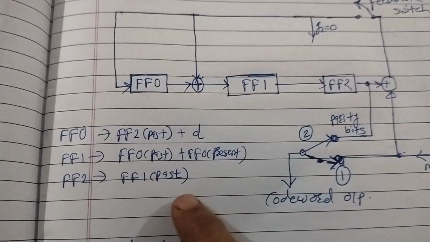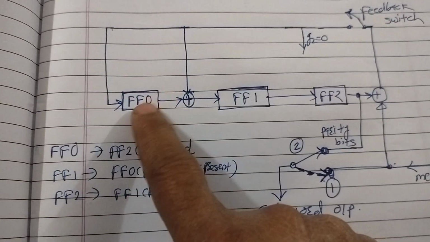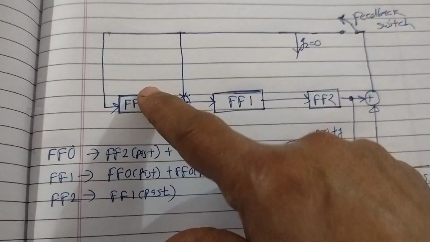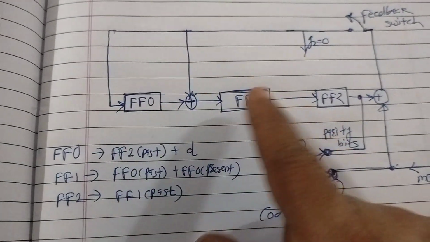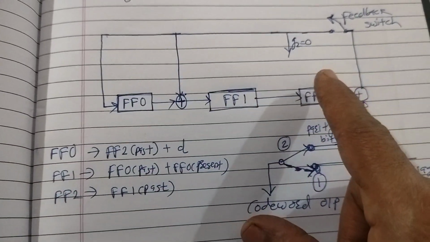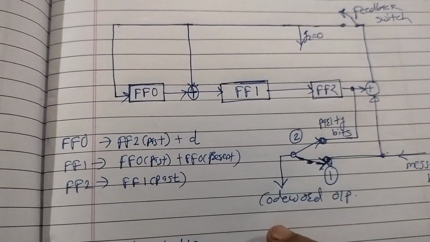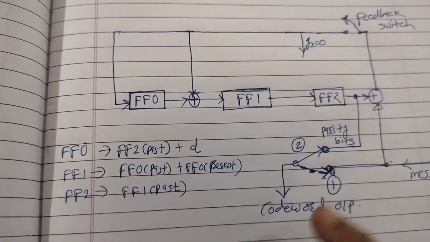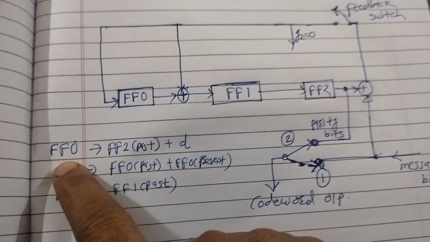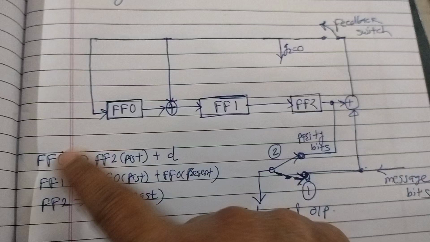Now after that, the parity bits are nothing but the outputs of the flip-flops. What are the outputs of the flip-flops? They are the parity bits after the 7th clock cycle, because this circuit will operate for 7 clock cycles. For the first 4 clock cycles the message bits are there, and after that for 3 clock cycles the parity bits are there. Now you have to remember this also. Flip-flop 0 output, you can see here.